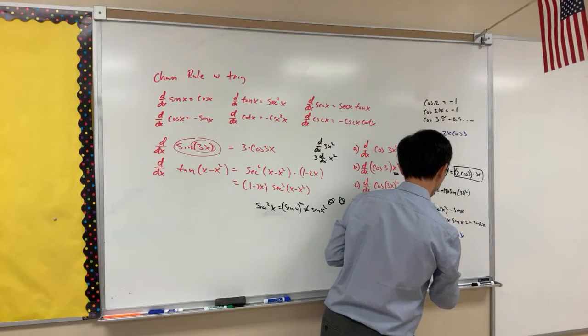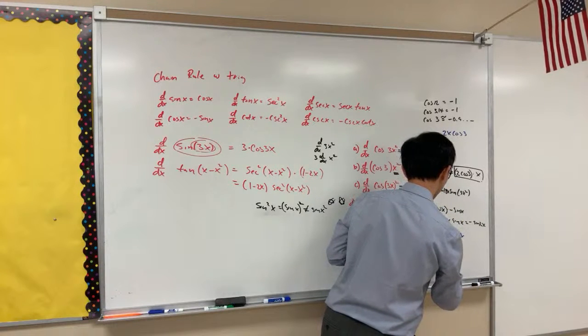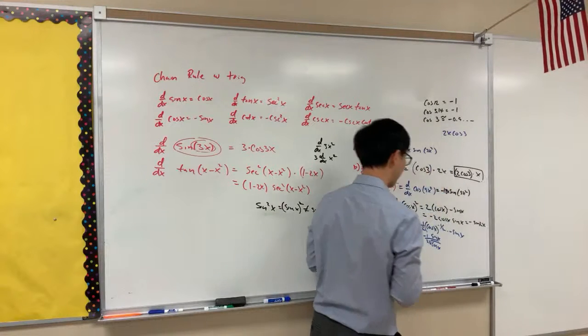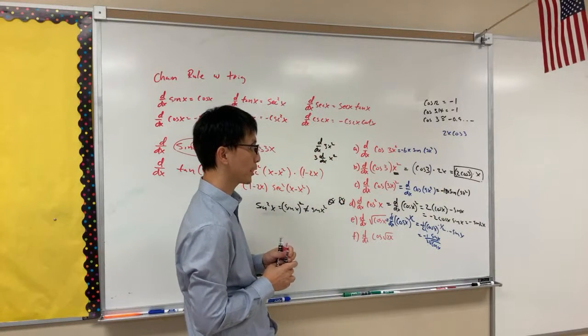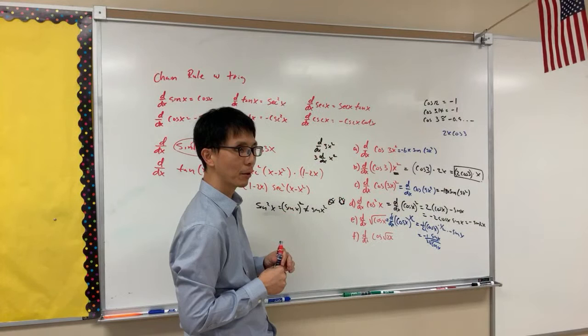Wait, shouldn't it be negative sine of x, with the square root of cosine of x? Shouldn't sine of x have an exponent on it? Nope, because you only take the derivative of the inside, not the outside. I don't care about what happened outside now.